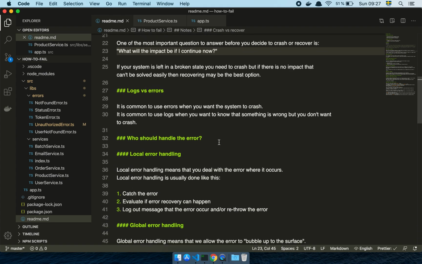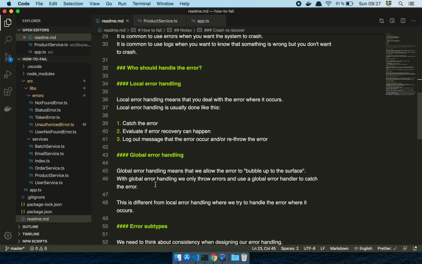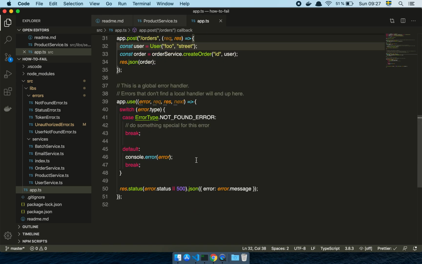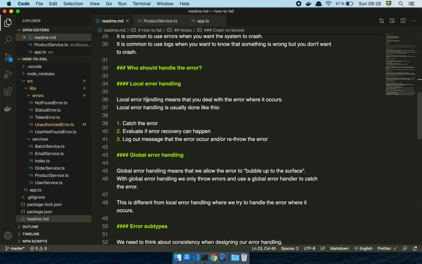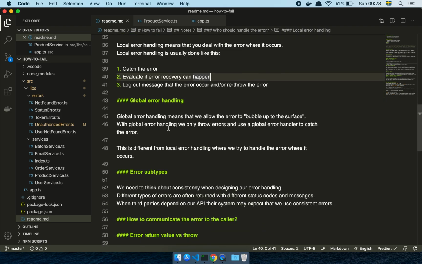By default, I highly recommend that you just do global error handling. It's the simplest thing that you can do. Throw the error and let it bubble up to the top, and then have some type of global error handler that knows how to deal with all the errors. This keeps things very crisp and very clean. You can use error subtyping to keep things very consistent and nice. Be very careful though. Sometimes, as with batch jobs and other long-running processes, you don't want to just throw the error. You want to deal with it in a local fashion.